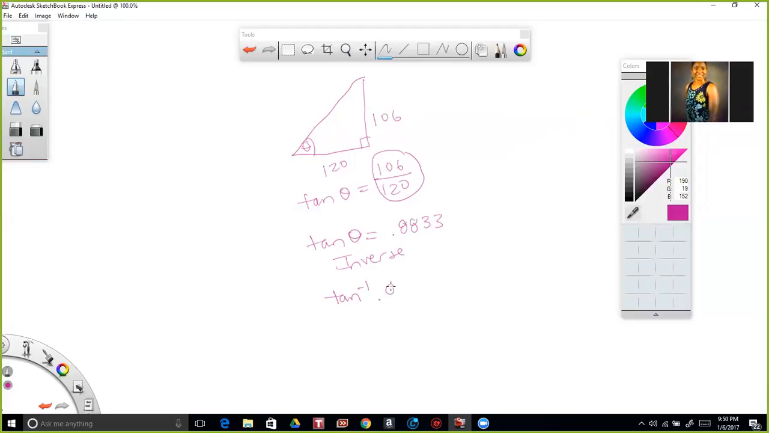So 0.8833 equals theta. Okay, and so when you put this in your calculator, you should have a tangent inverse button. And to find out what theta is, to the nearest degree, it will be 41 degrees. Okay.